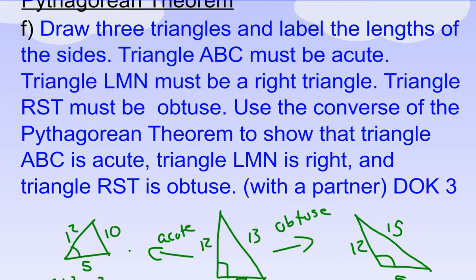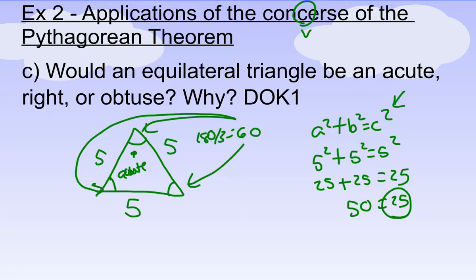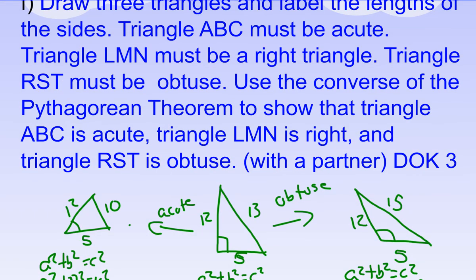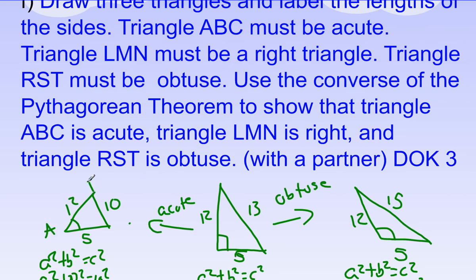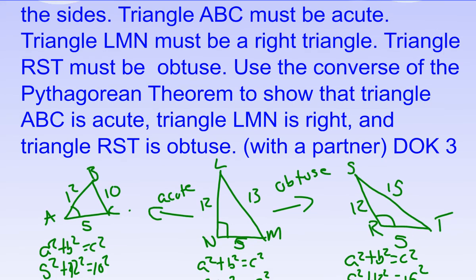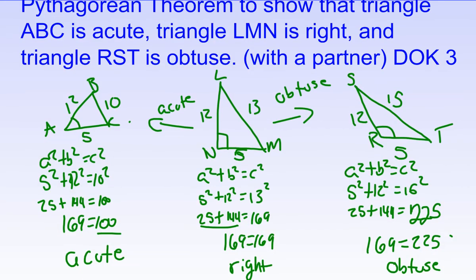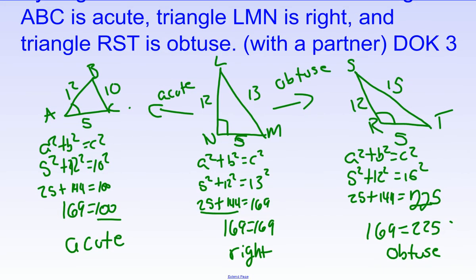And I guess I didn't even do my labels. The first triangle is ABC, A, B, C, L, M, N, R, S, T. There we go. Make it all nice and proper, like labels and everything. So, that is how you use the converse of the Pythagorean theorem to determine if triangles are right, acute, or obtuse.